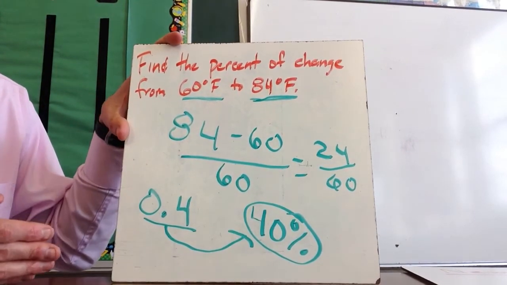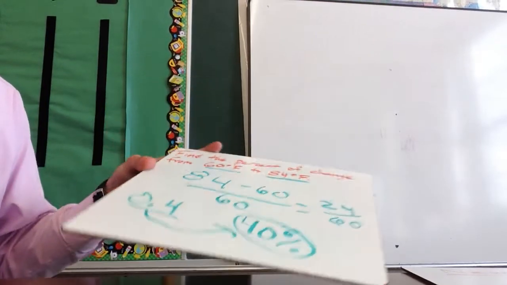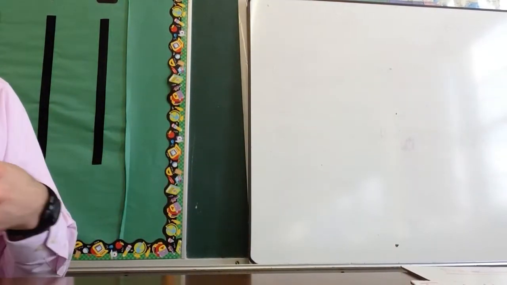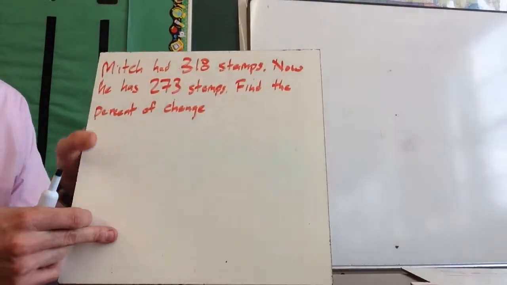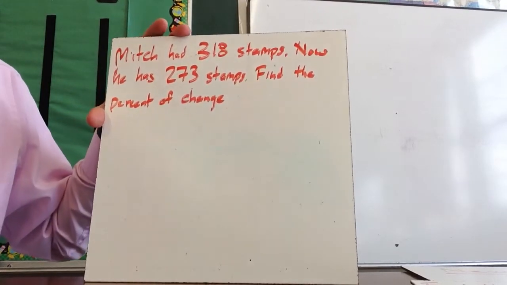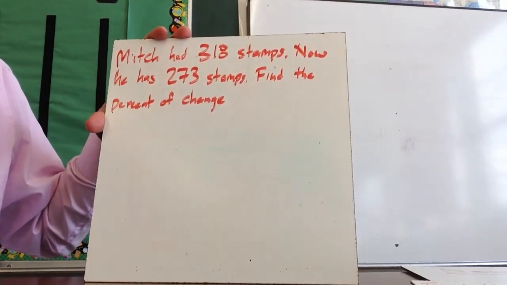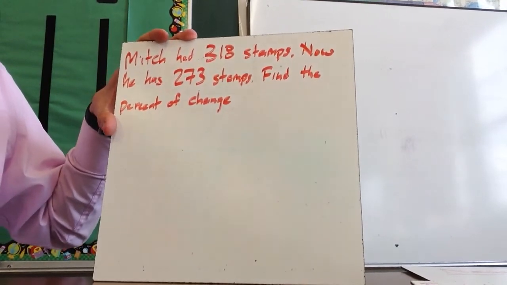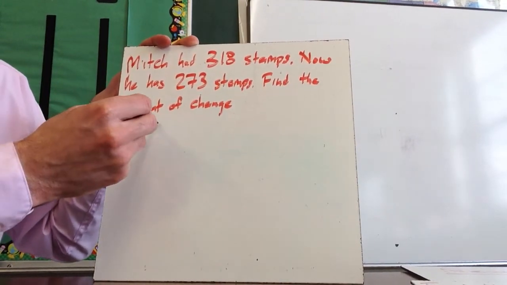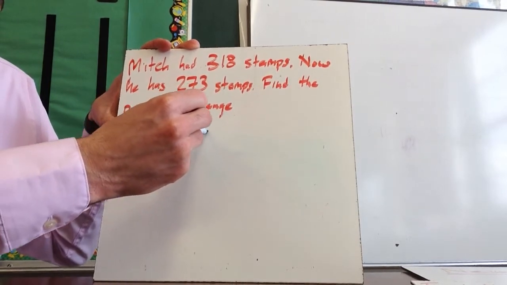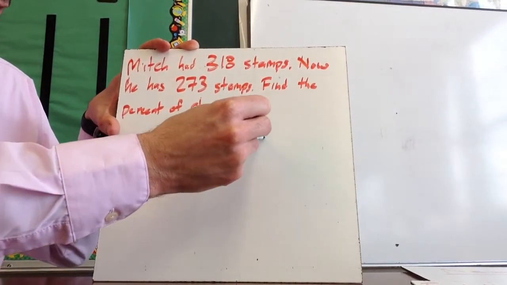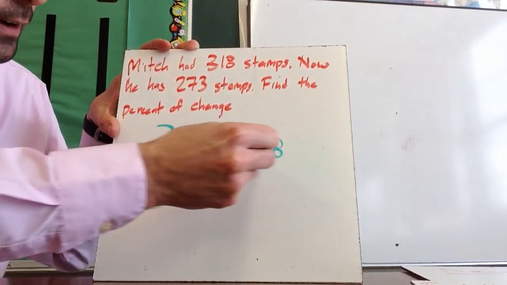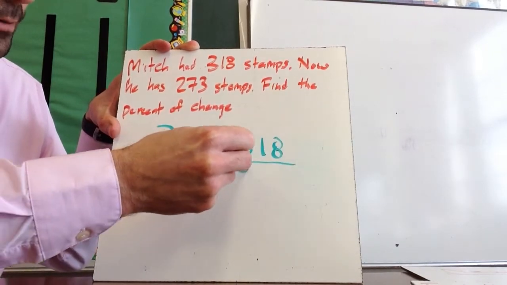All right, I'm going to put this one off to the side because I want to show you the difference between this problem and the one that we're going to do next, and that is this problem about stamps. So Mitch has 318 stamps, or had 318 stamps. Now he has 273 stamps. Find the percent of change. So the new number is 273. He had the original number of 318, and I'm dividing this by the original.